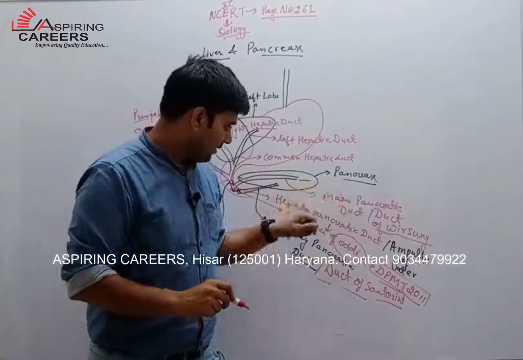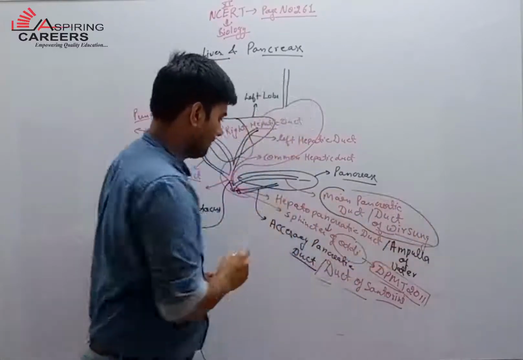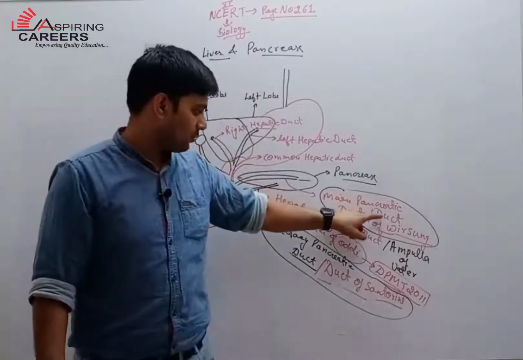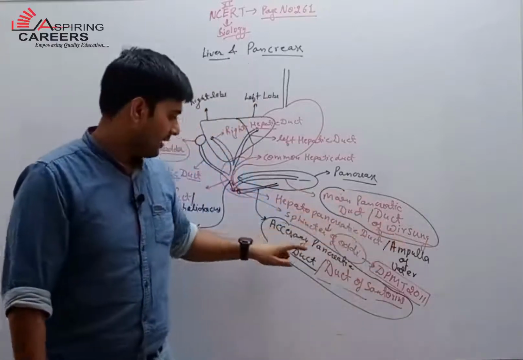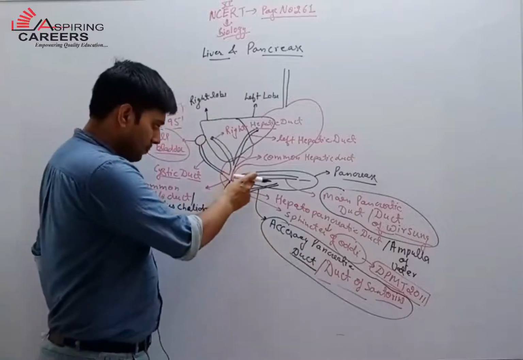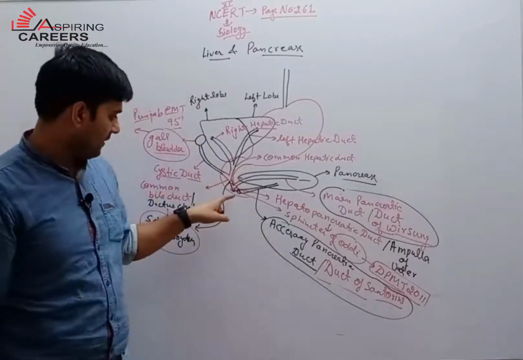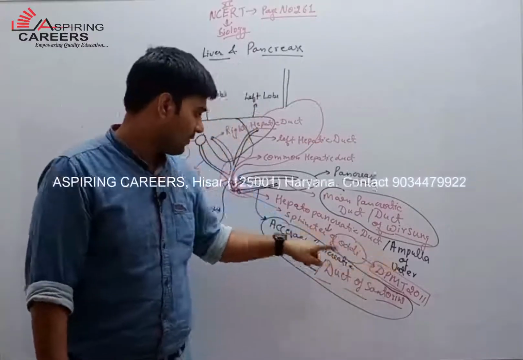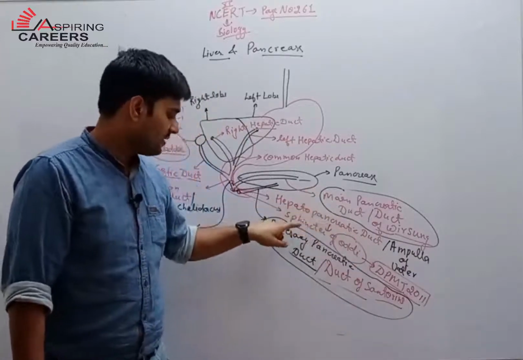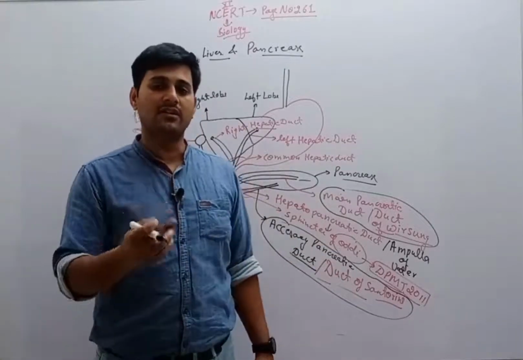Likewise, in the pancreas two ducts are there. One is the main pancreatic duct, another is the accessory pancreatic duct. The main pancreatic duct is also known as the duct of Wirsung. The accessory pancreatic duct is also known as the duct of Santorini. And when the main duct combines with ductus choledochus, it is called the ampulla of Vater or hepatopancreatic duct, and this is guarded by the sphincter of Oddi. So these are some questions. We will study the function of the liver and pancreas in the next class.